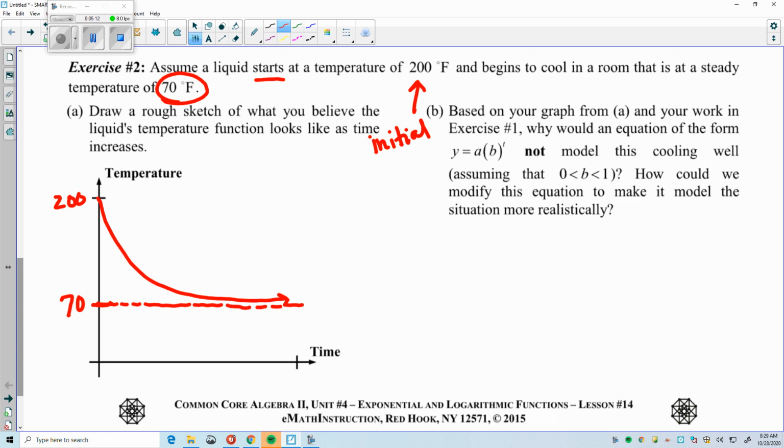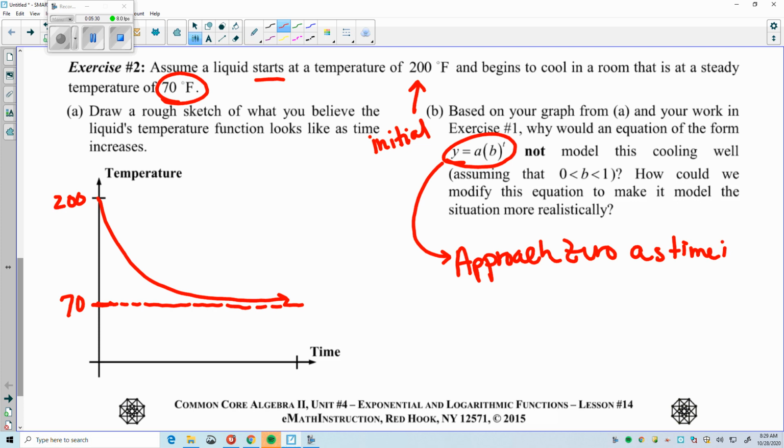Well, it can't model this function here, because if it did, like we saw up above, this would approach 0. And we know it's not going to approach 0 as time increases. We know it can't approach 0 as time increases because the room is at 70 degrees. So the temperature, if we're thinking about this, has to reach 70.